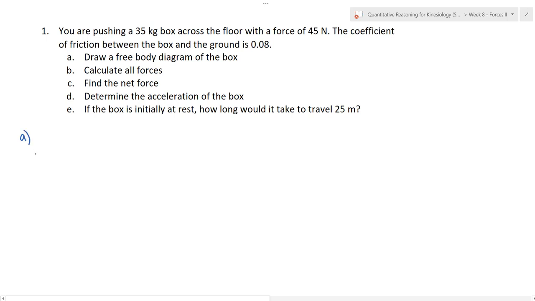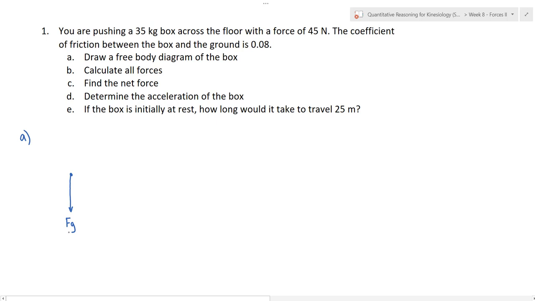To represent the box, we're just going to draw a simple dot here. And now we need to think about what are all the forces that are acting on the box. The first force that should always come to mind is the force of gravity, which always points straight down. So here's my force of gravity.